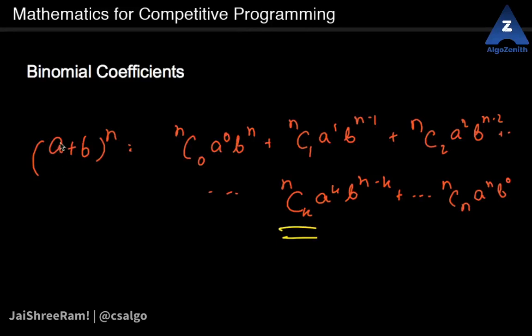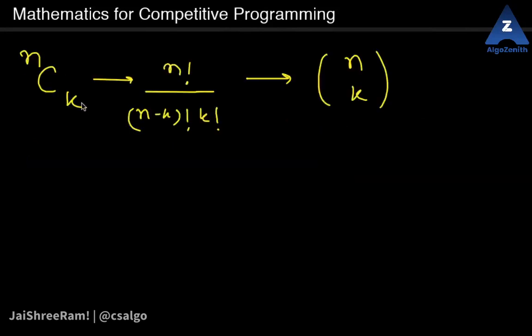When we binomially expand the term a plus b to the power n, we get all these terms whose general term can be written as n choose k, a to the power k, b to the power n minus k, right? Now, the coefficient of this a and b in this general term is called binomial coefficients, and it is also known to be n choose k, or the common n choose k notation that we know of, right?